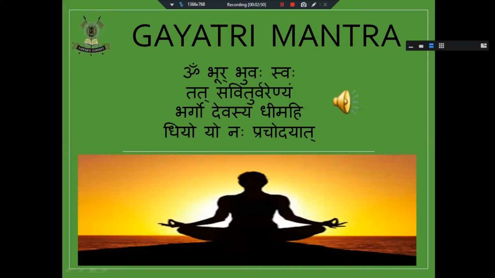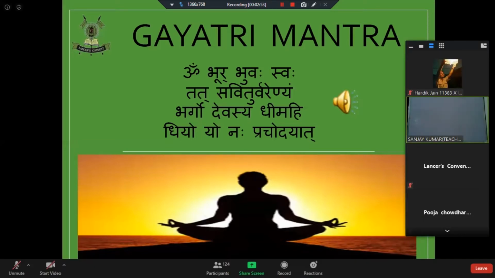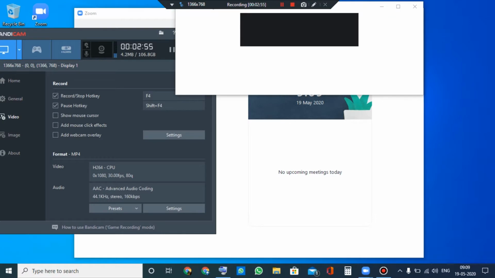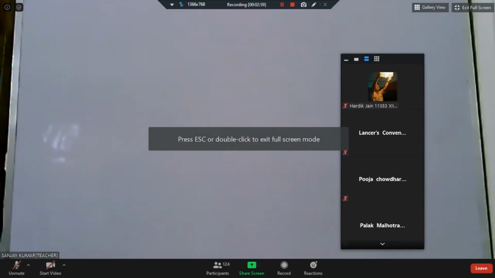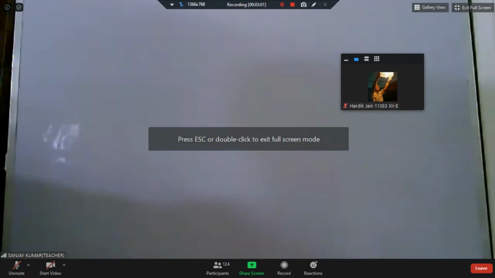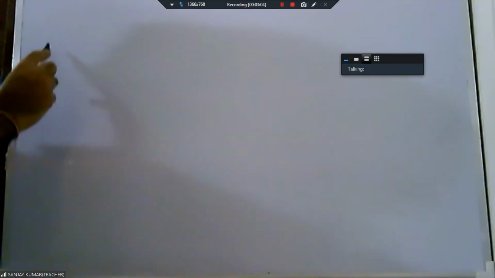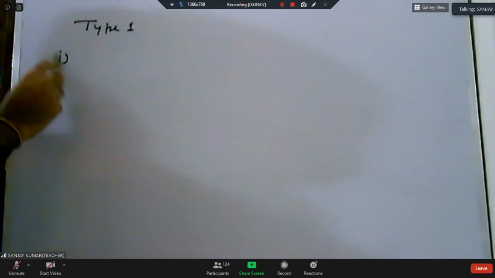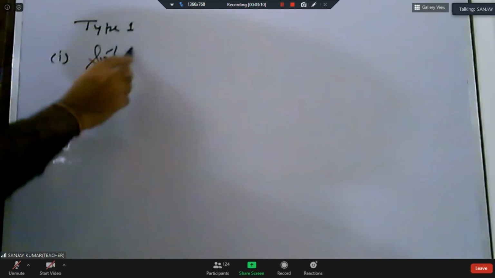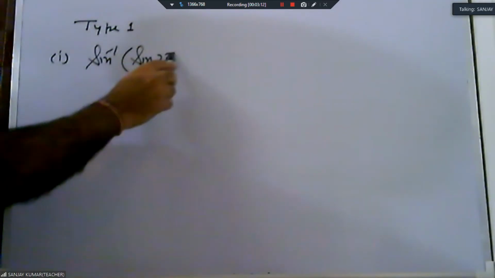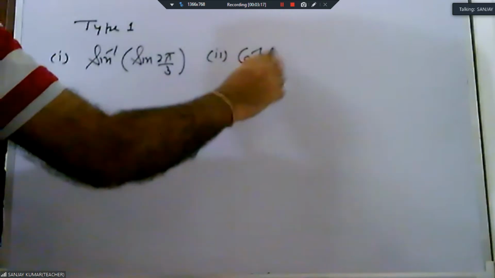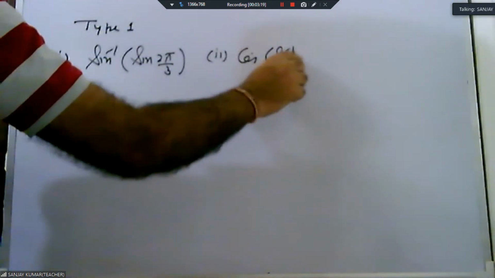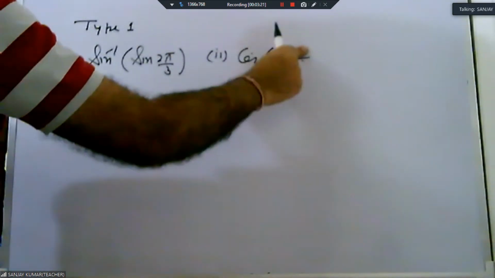Some problem we are facing with the slide, so okay, we start on the board. Today we start question type third. In type 1 we have two types of question. One is sin inverse sin 2 pi by 3, and the second one is cos inverse of sin inverse 3 by 5.